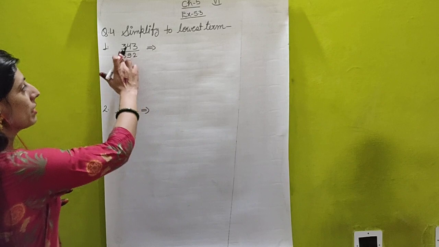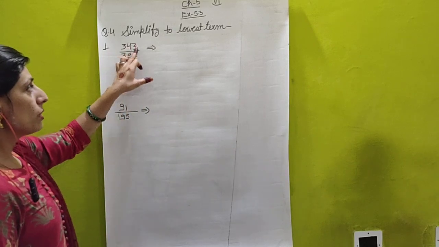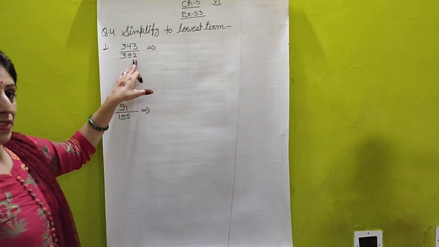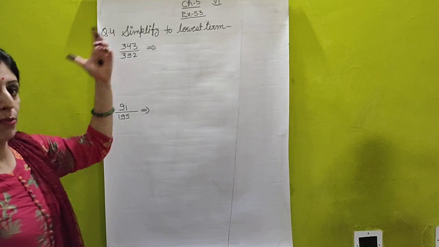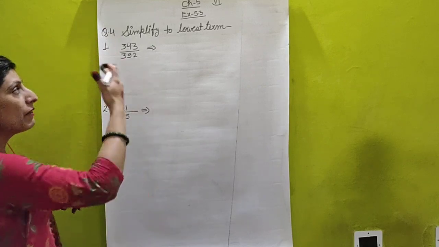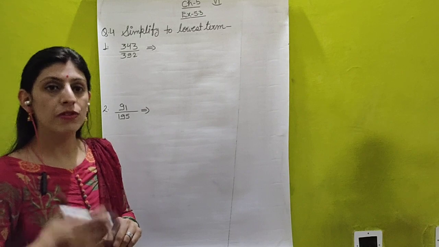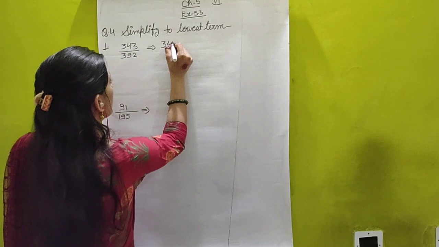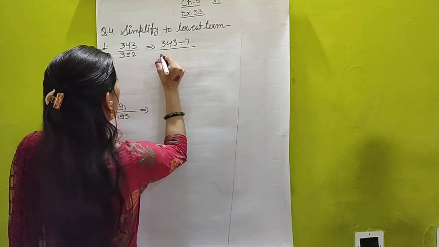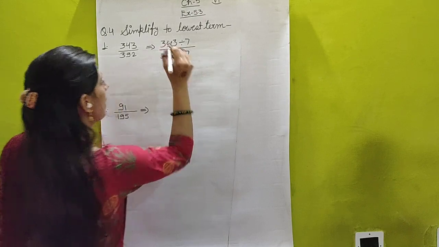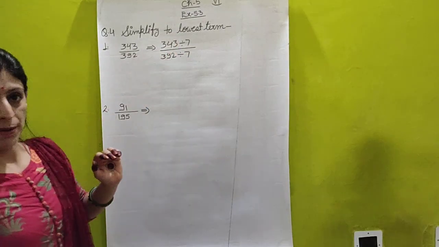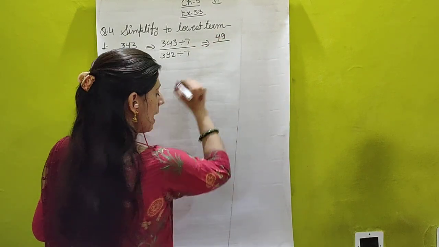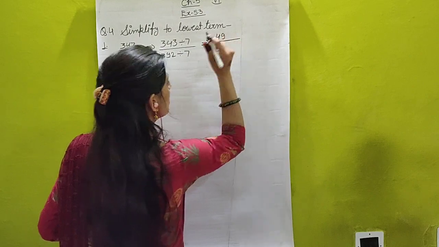Okay students, so here 343, as you know, is coming in 7's table, because here 3 is an odd number, 2 is an even number. It cannot come in 2's table, both cannot come. One by one you can check for 4, for 5, for 6. Now here they both are coming in 7's table. So 343 divide by 7 and downside also 392 divide by 7. You can divide in rough column. I have calculated, so I am writing my answer directly. Here 49 will come and downside 56 will come.